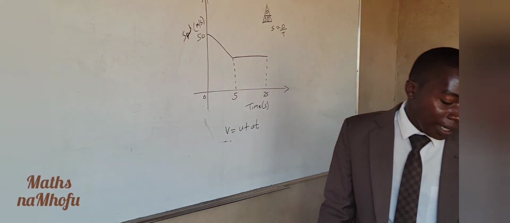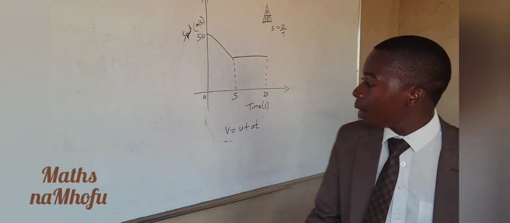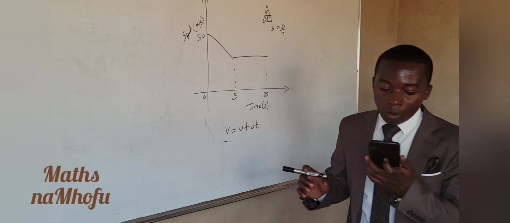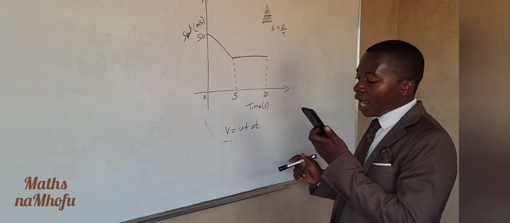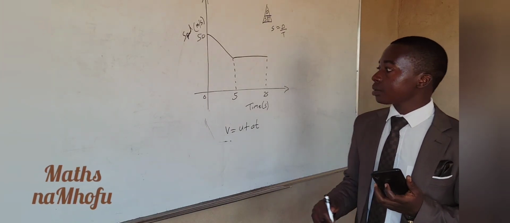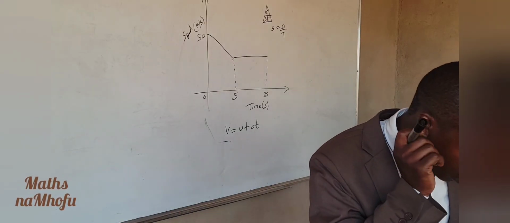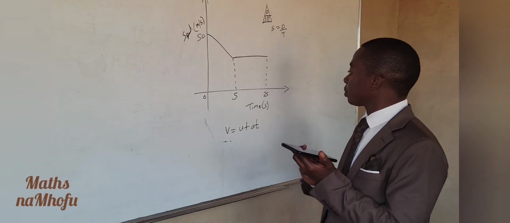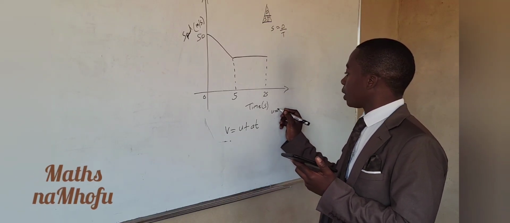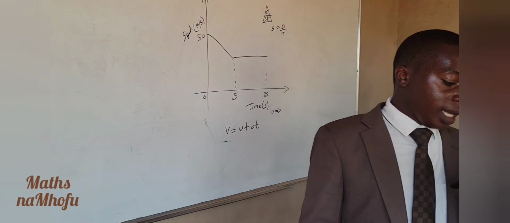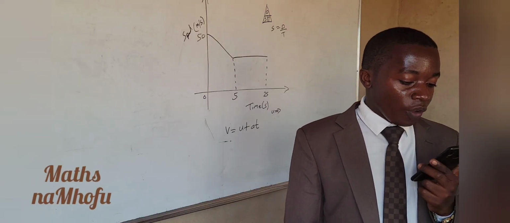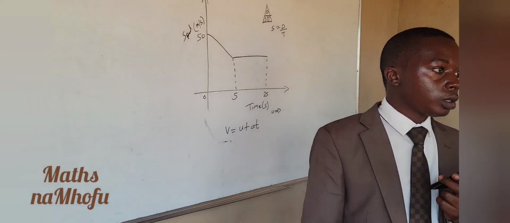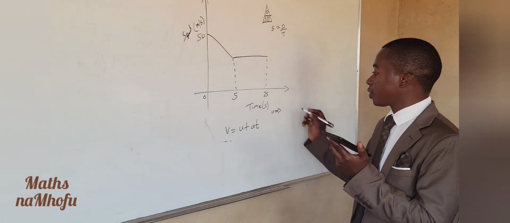I want us now to break this down, because we want to find the V. Calculate the speed of the object when time is 10 seconds. Let me read the question again. The diagram is a speed time graph of a moving object. The starting speed is 50 meters per second. So what's our U? It's 50.